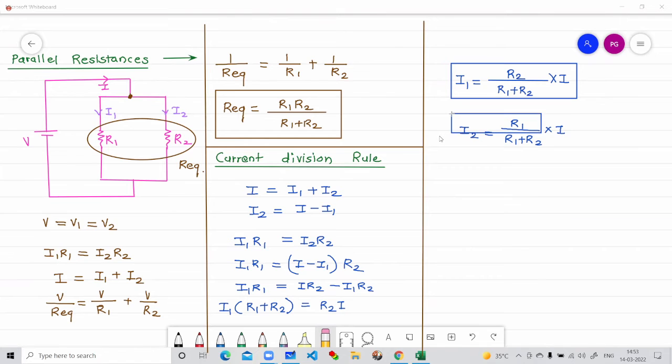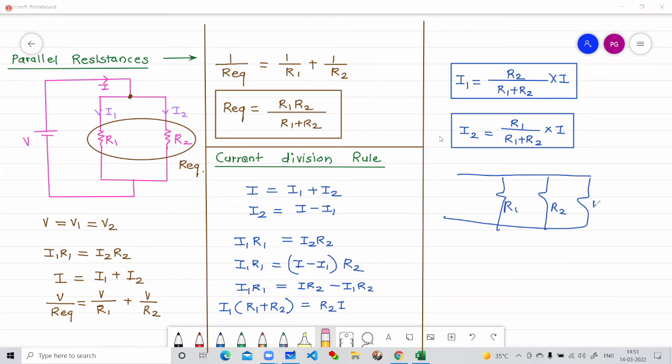Now let us say you are having three resistances connected in parallel. I'm not going to solve it. So three resistances connected in parallel, R1, R2, R3. I don't want you to solve it like I solved it and showed you. I want you to apply the formula which I have told.